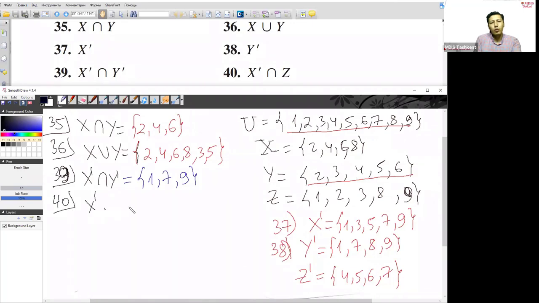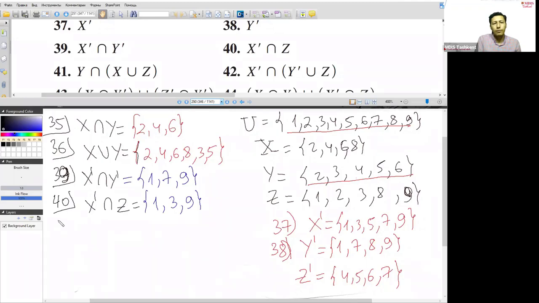x complement with z. So x complement, where is x complement? Here. Z is this one. So you compare these two, and it is intersection. Do we have same elements? We have 1, 3, 9. So it's equal to 1, 3, and 9. Next, number 41.